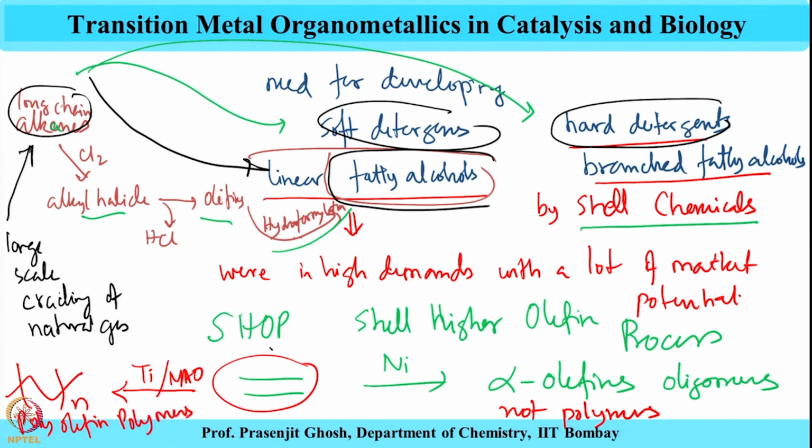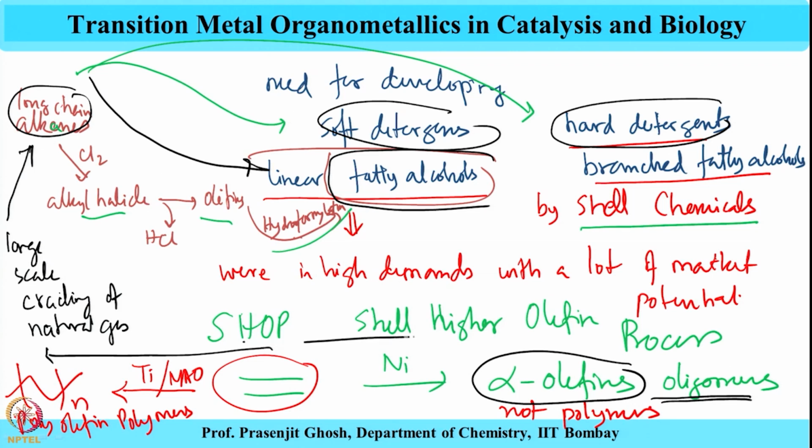So, Ziegler-Natta will take olefin all the way to polymer, whereas the need was to develop alpha olefin oligomers, so they are not too high of a molecular weight. That was developed by this Shell higher olefin process by Shell Chemicals. This is an industrial process which would stop the polymerization of olefin all the way to polymer and could isolate them in oligomers.